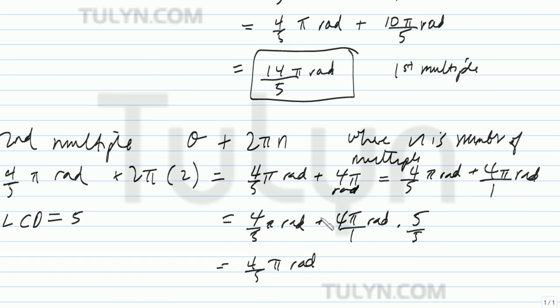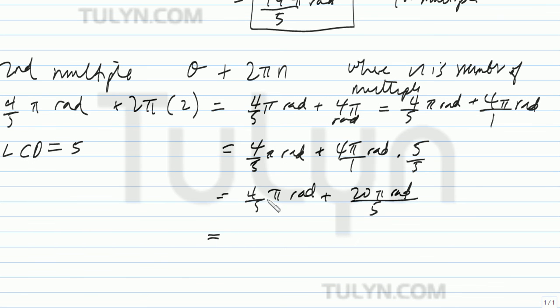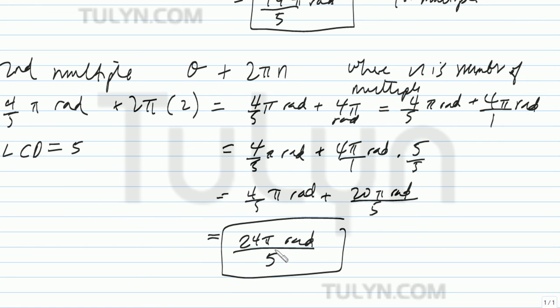Now go ahead and just multiply. 4 pi times 5 is 20 pi radian, over 1 times 5 is 5. I just put numerator times numerator and denominator times denominator. So 4 pi radian plus 20 pi radian. Whenever you're adding fractions, just add numerators. 4 pi plus 20 pi is 24 pi radian over the same denominator, which is 5. So the second multiple will be 24/5 pi radian.